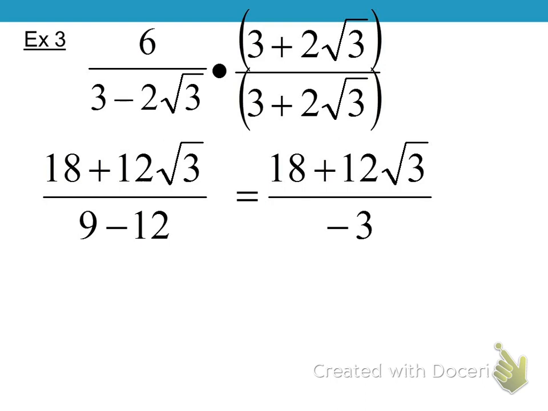Do you see how negative 3, or just regular 3 for that matter, goes into 18? Do you see how it also goes into 12? Do you see how none of them are in radicals? So we can actually simplify.